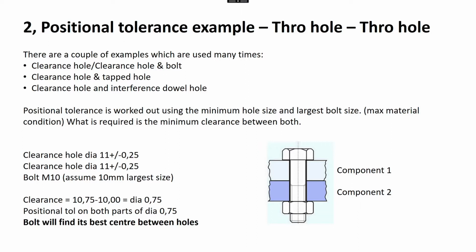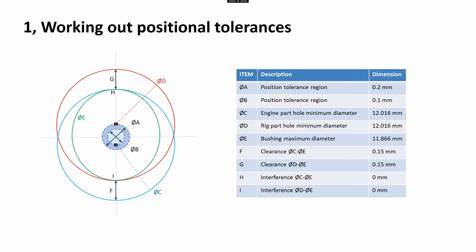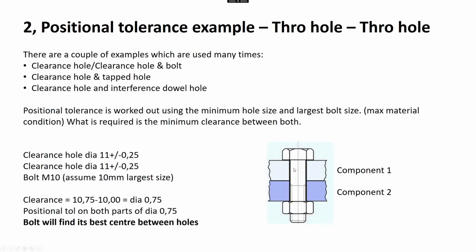So we can put a positional tolerance on both parts of 0,75, and the bolt will find its best centre between the holes. Coming back to this scenario, that's what we're going to draw and work out, assuming the same positional tolerance. Here's one component, this top plate. Here's another component, the bottom plate. We've got a clearance hole here and a clearance hole here with the bolt going through, and that's what this is showing.